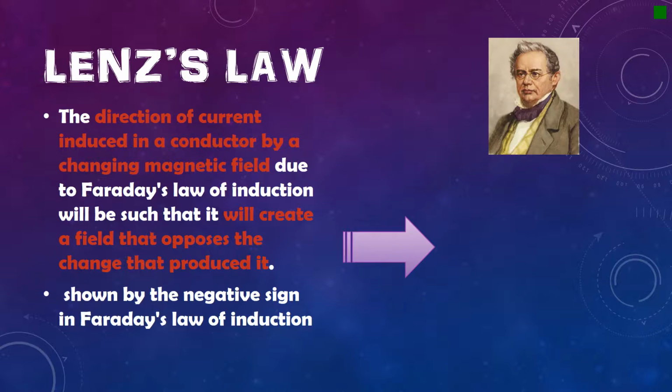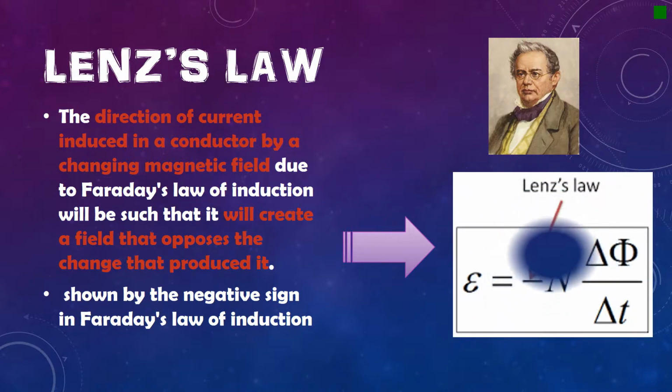Now we're going to talk about Lenz's law. Lenz's law states that the direction of current induced in a conductor by a changing magnetic field will create a field that opposes the change that produces it. It's shown by the negative sign in Faraday's law of induction. This is the equation of Lenz's law.